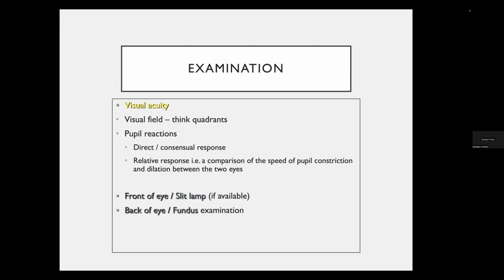So we then swing the light between the two eyes and you look at the speed of constriction of the pupil. If there's any difference, that might give you an indication that the optic nerve isn't doing its job.